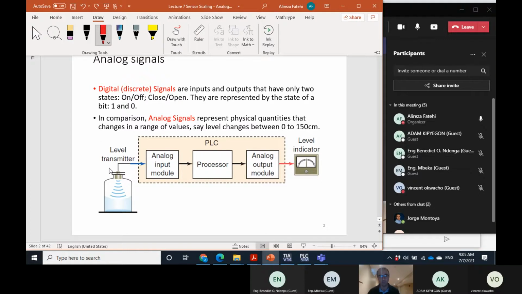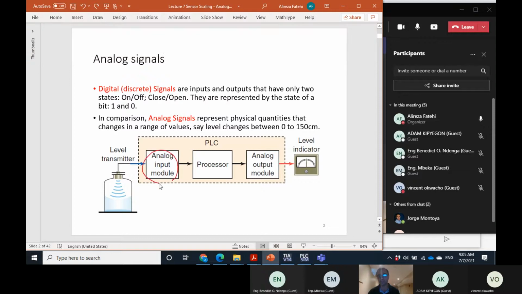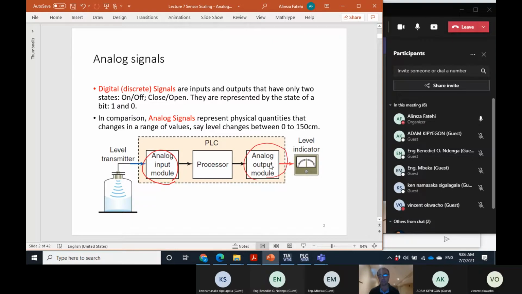For example, if you have a level transmitter to measure the level of a tank, and we want to indicate that to the operator on some indicator, first we should read it. To read the analog signal, we need an analog input module, which we will look at in some detail. Then we have the data, and we can do any required processing on it. And if we want to show that in an indicator, we need to send it using an analog output module to the indicator.